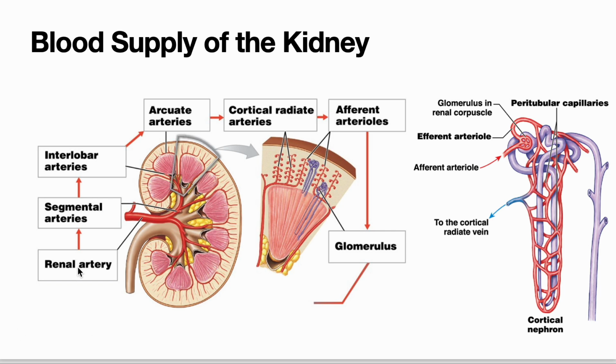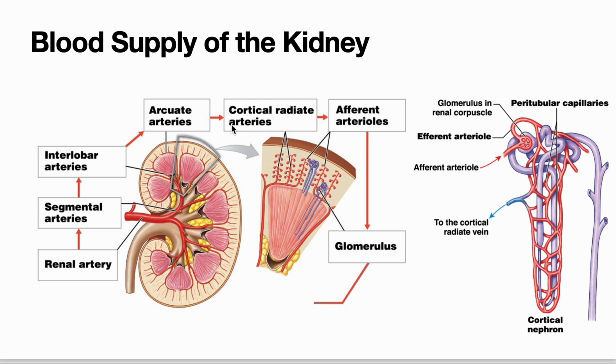Well, our renal artery is going to enter the kidney at the hilum, and it will divide into segmental arteries. So you can see these segmental arteries here. And then each of those segmental arteries will divide into interlobar arteries that will travel up the renal columns, and then they will arc over the top of the pyramids. When they arc, they are called arcuate arteries.